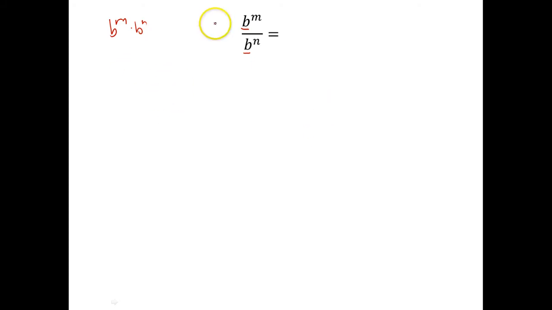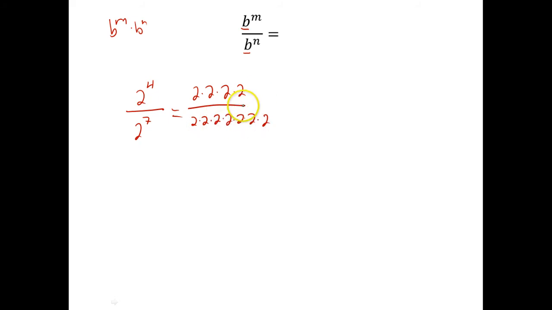So let's look at something like 2 to the 4th divided by 2 to the 7th, something like that. Let's think once again about what exponents really mean. This means we have 4 2's on top, and on the bottom we have 7 2's.